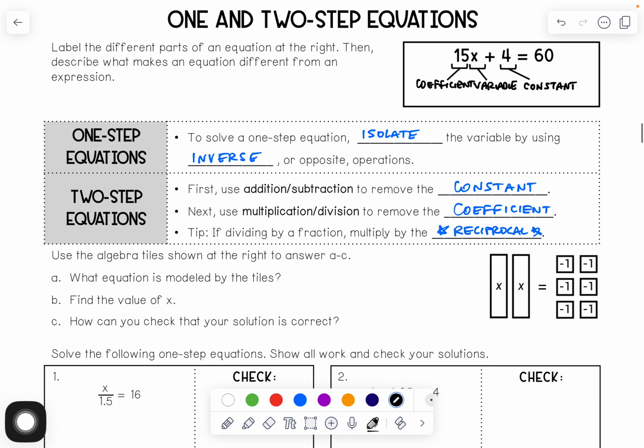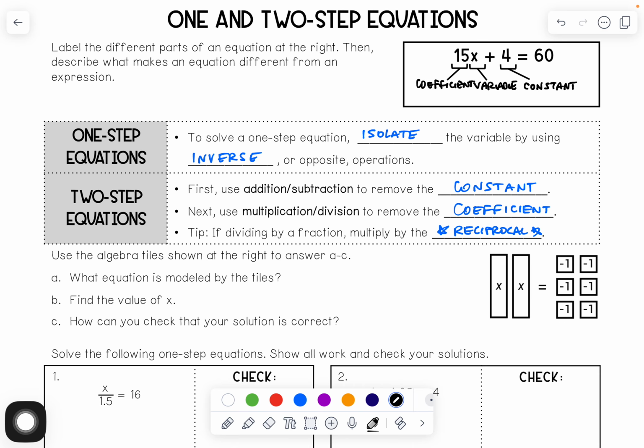So the goal here to solve a one-step or two-step equation would be to isolate the variable by using the inverse operation. Now, most of you would probably call it the opposite operation, meaning if you see plus, you minus. If you see minus, you plus. If you see divide, you multiply. And if you see multiply, you divide.